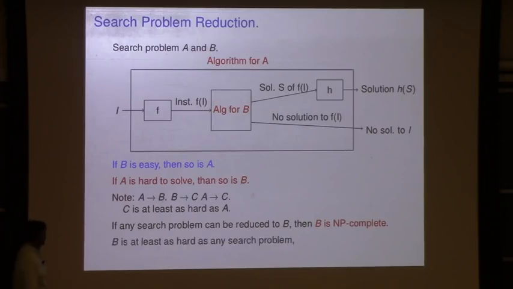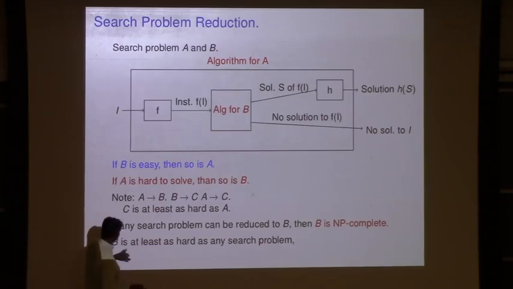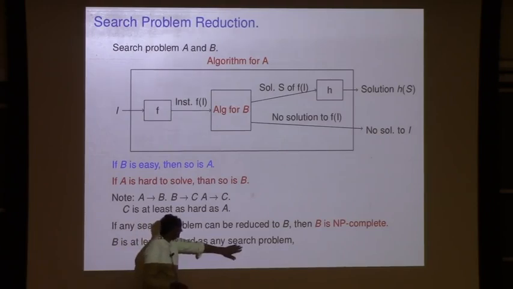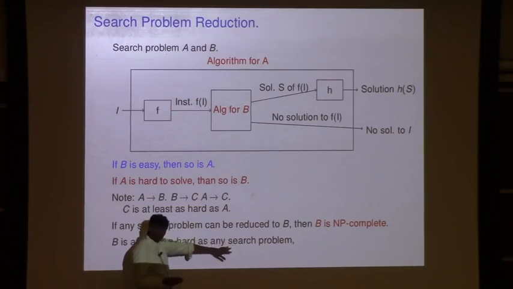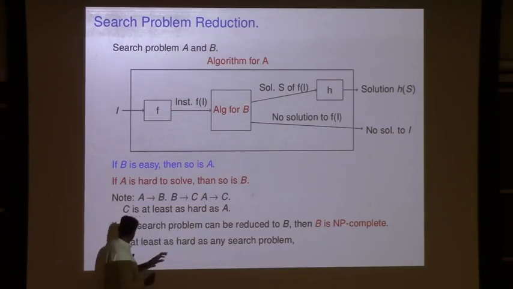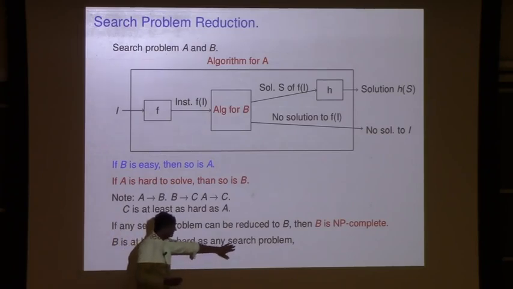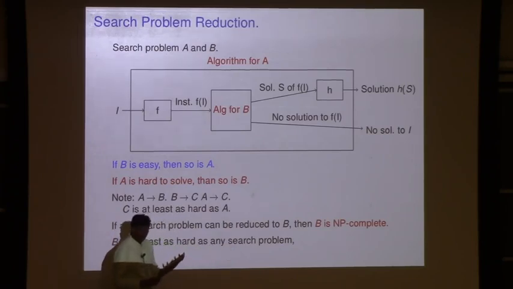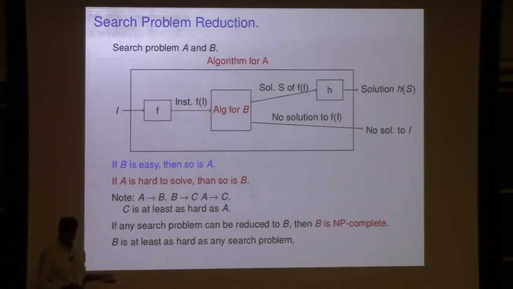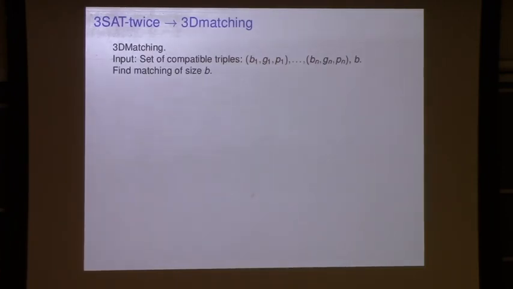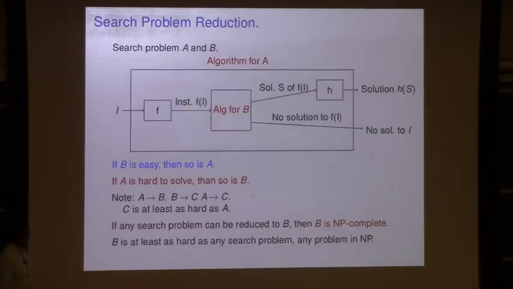Okay, so this means that B is at least as hard as any search problem. And remember, the way the book defines search problem is this class NP, if you look on Wikipedia. Search problem is a phrasing they use in the book, and it says any search problem is a problem whose answer you can confirm in polynomial time. So any problem in NP. So the search problem in NP is the same thing.